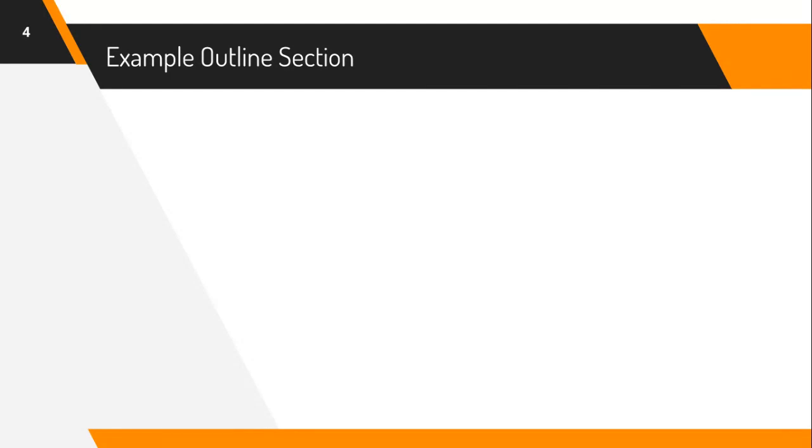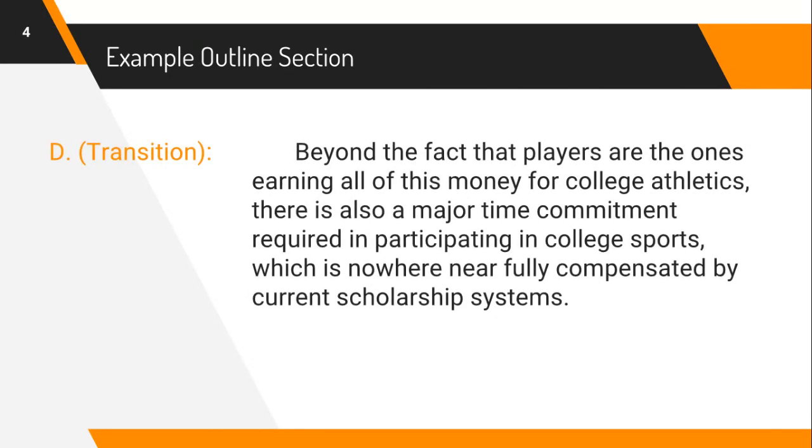And then the other example section I wanted to give you would be a transition. So once I wrapped up that first paragraph talking about how much money schools make from college athletics, I could use a transition like this in saying that beyond the fact that players are the ones earning all of this money for college athletics, there is also a major time commitment required in participating in college sports, which is nowhere near fully compensated by current scholarship systems.